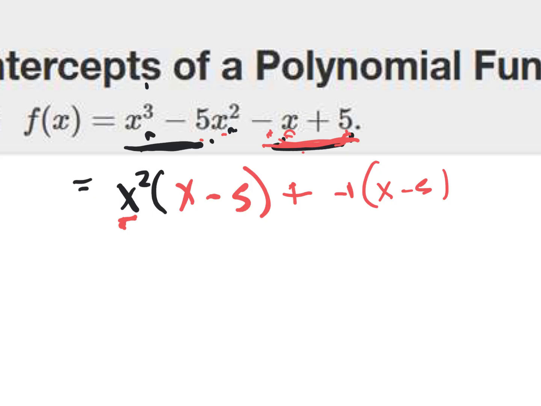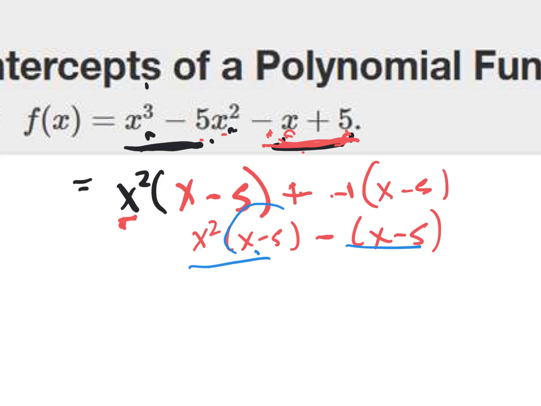But let me rewrite this a bit so you can see what I was thinking. X squared times x minus 5 plus minus really means minus. I don't need to write the 1. X minus 5. Well, if you look carefully, now this is why it's hard. This is so different than anything you've done. I have 2 different sets. Both of them have an x minus 5. See that? X minus 5, x minus 5. I will factor out an x minus 5. What's left in my next set?